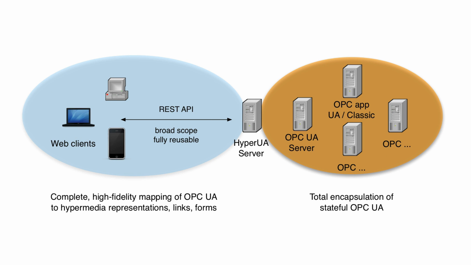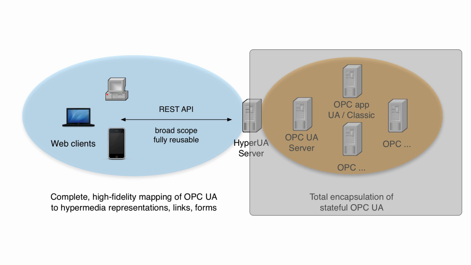Here's the conceptual diagram from our introductory video, showing how HyperUA logically sits in between OPC applications and RESTful web clients. The mechanisms just described all pertain to the right-hand side of the diagram, where HyperUA acts as a true OPC UA client to the OPC backends. HyperUA's job is to encapsulate those mechanisms so that its web clients can interact with them using RESTful resources, that is, simply by following web links, parsing HTML-based representations, and submitting forms. Let's do a quick run-through and see how it works in practice.